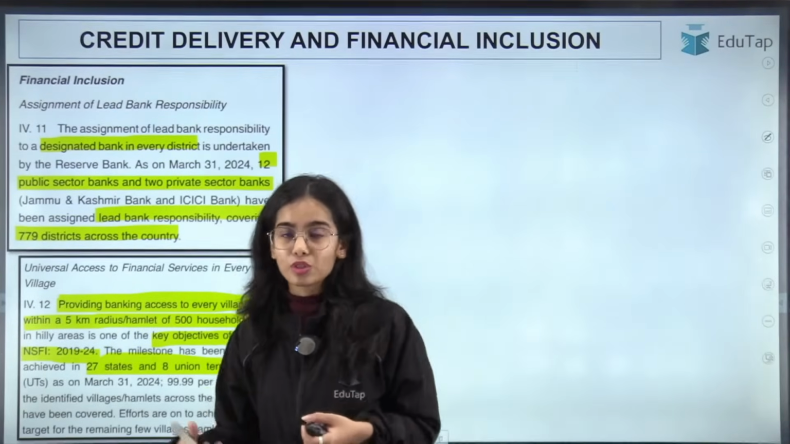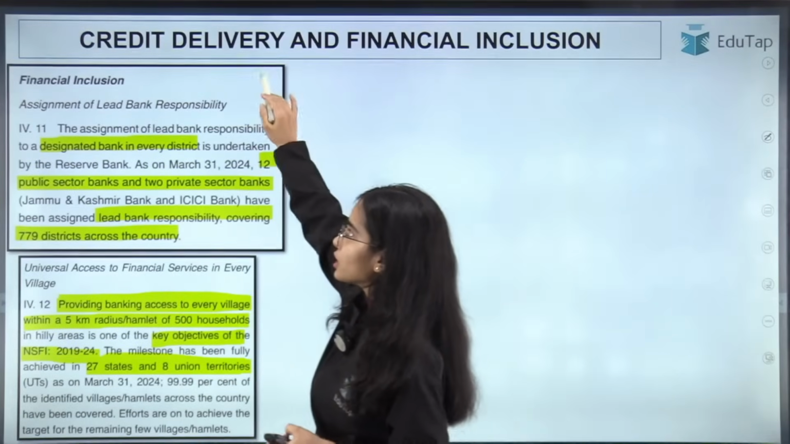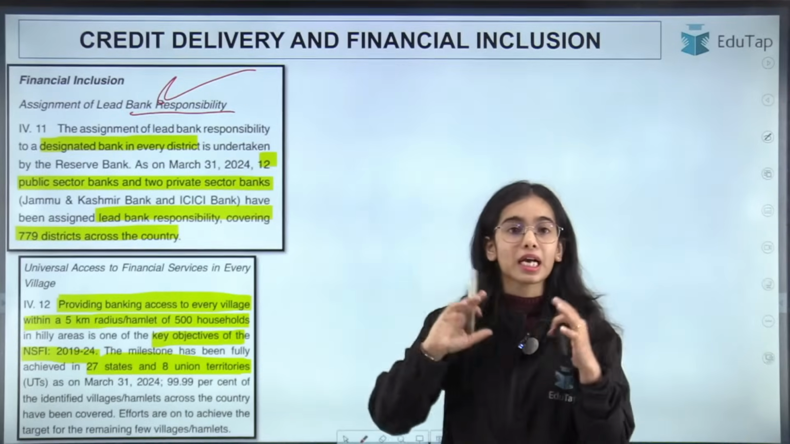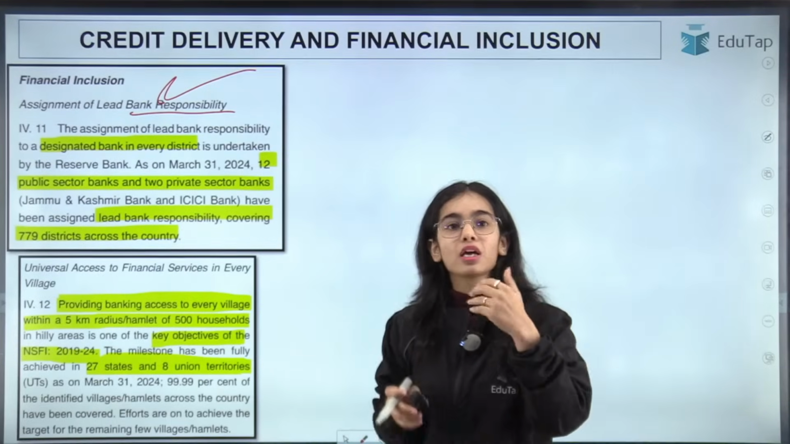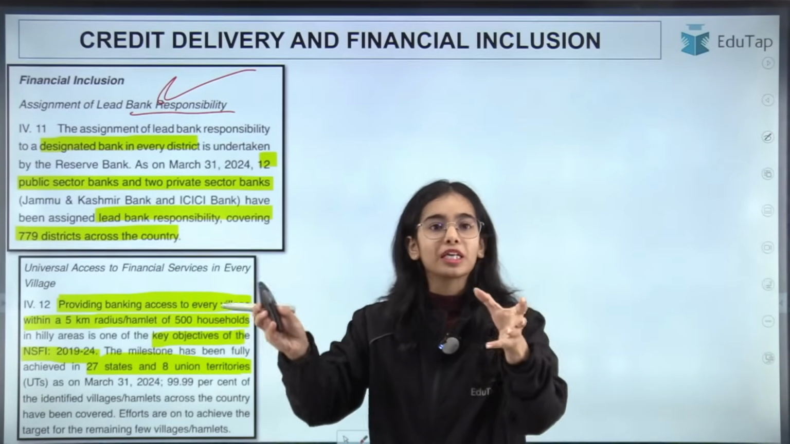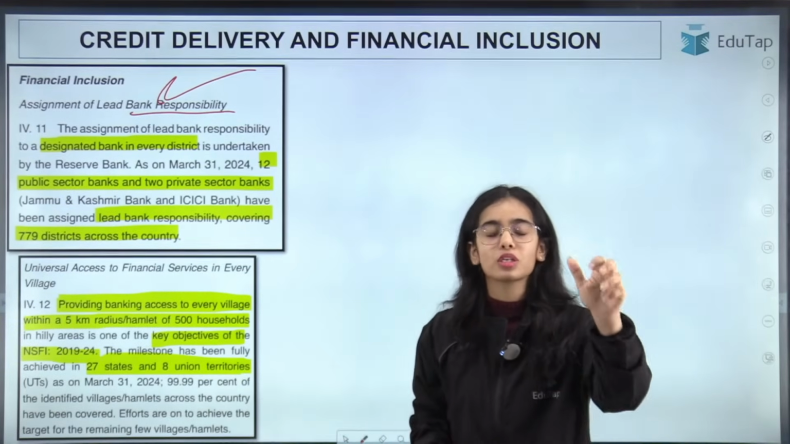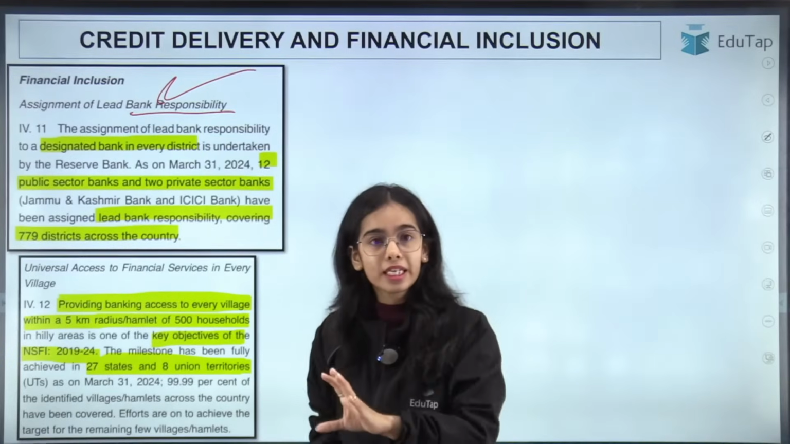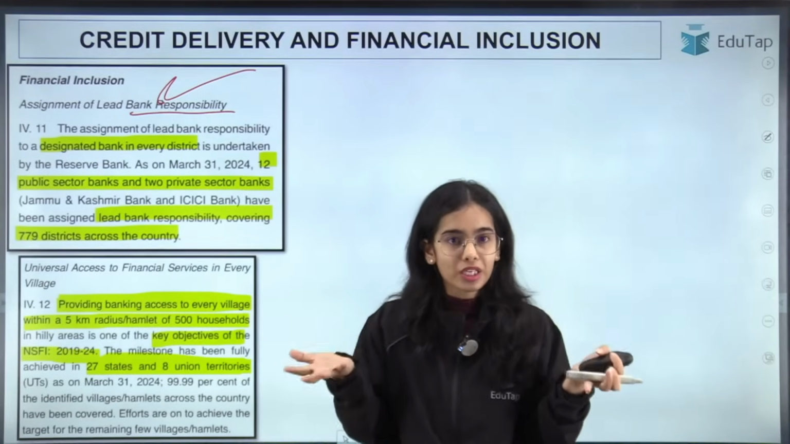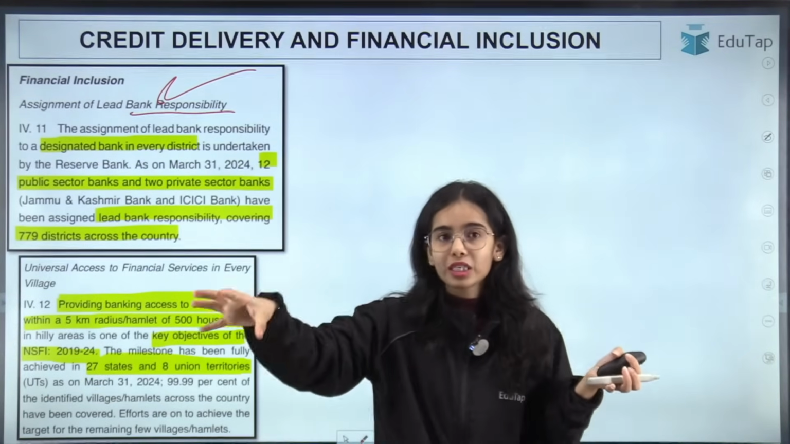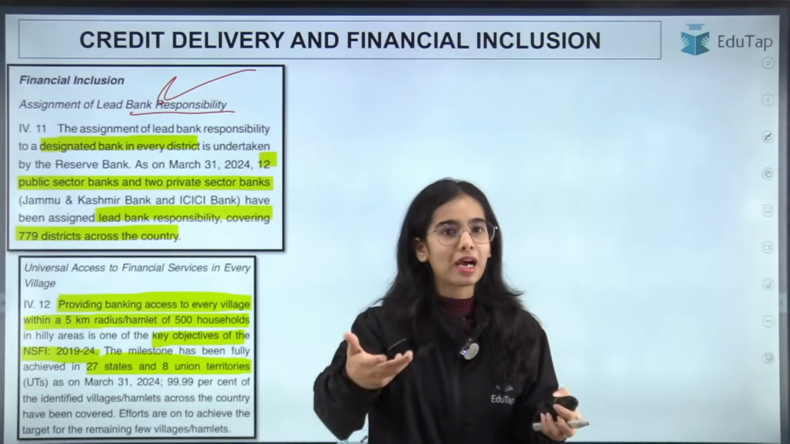Next is financial inclusion. We have understood about the credit delivery. Now coming to financial inclusion, the lead bank responsibility. In the country, for the districts, there are lead banks that are chosen so that they can further the financial inclusion in the particular district. Let's say in Jammu and Kashmir, the Jammu and Kashmir Bank is chosen as a lead bank. So it will be the duty of the Jammu and Kashmir Bank to further the financial inclusion in Jammu and Kashmir, to go to the far off areas also to provide the banking facilities, okay.